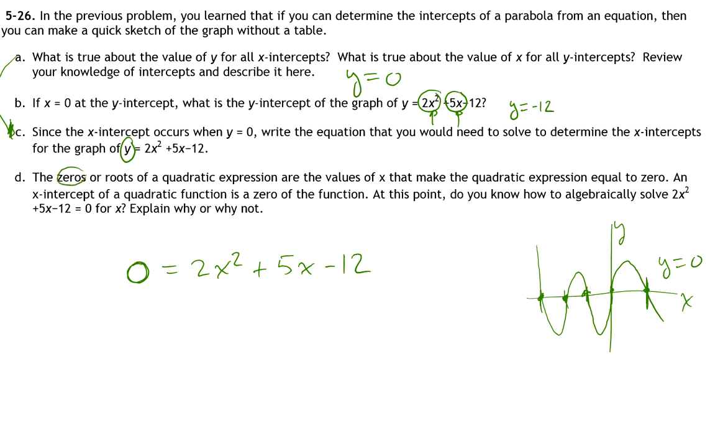The zeros, this is some vocabulary, the zeros or roots of a quadratic expression are the values of x that make the quadratic expression equal to 0. Okay, so that's what I'm looking for. I'm looking for values of x that make y equal to 0. So if I can figure out these x's, at this point, do you know how to algebraically solve 2x squared plus 5x minus 12 equals 0 for x? Explain why or why not.